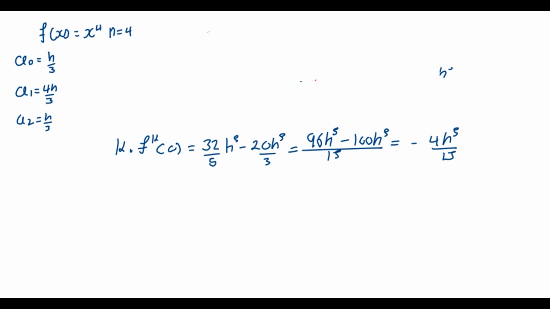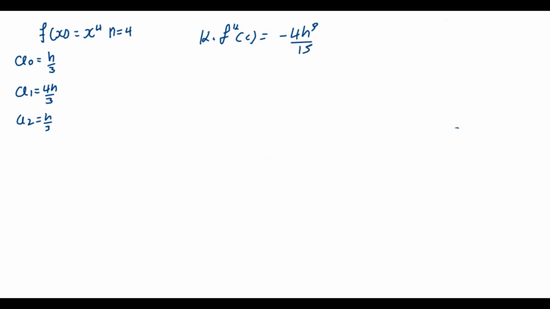But remember, we are looking for the value of k. That's what you're looking for. So k times f to the k of c is basically equal to minus 4 h to the power 5 divided by 15. So let's go ahead and see how we can come up with the value of k. To come up with the value of k, we are going to differentiate this function until we reach a constant, or rather, we're looking at the fourth derivative. Okay, we're looking at the fourth derivative.